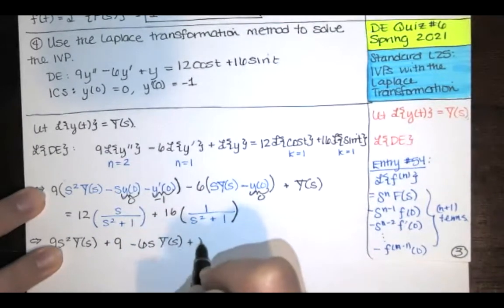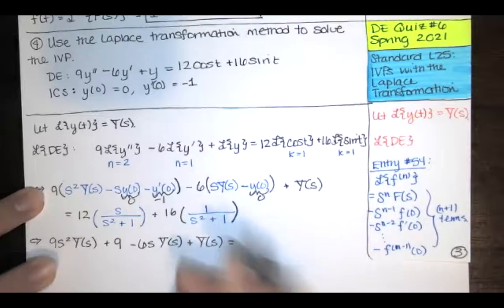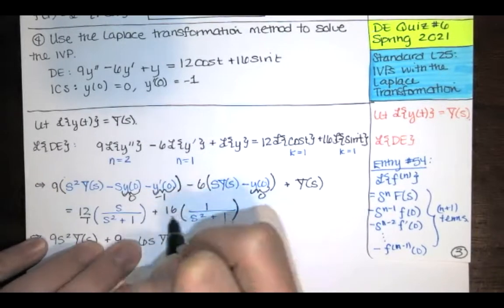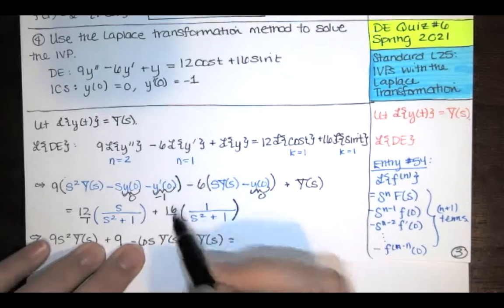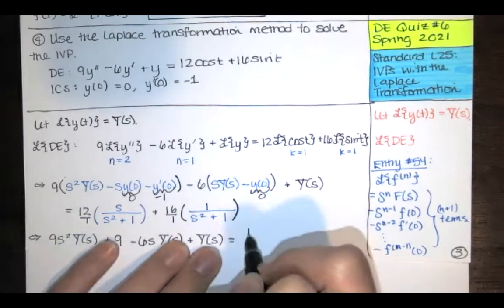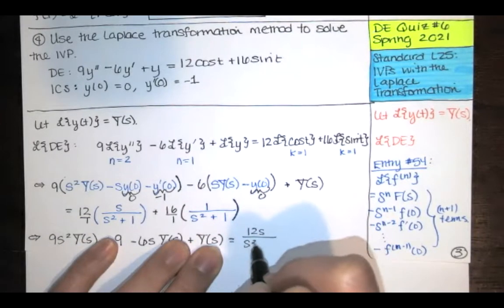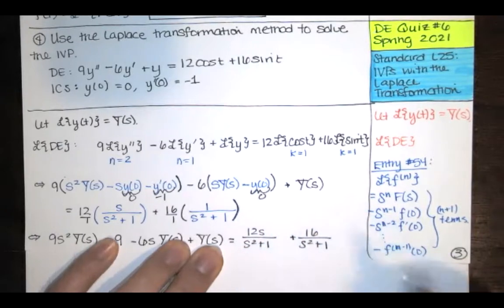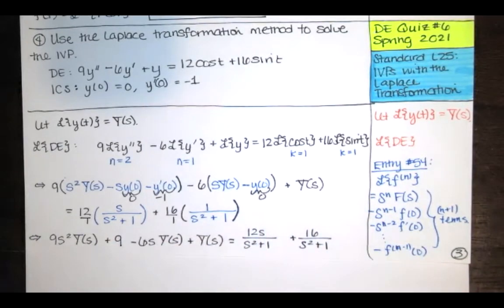And then we have plus the y of s equals this. Now you can multiply straight across there, thinking of that as a 12 over 1 and thinking of that as a 16 over 1. So we have 12s over s squared plus 1 plus 16 over s squared plus 1. All right. So that is the Laplace transform of the differential equation with the initial conditions substituted. Now we just have to solve for y of s.